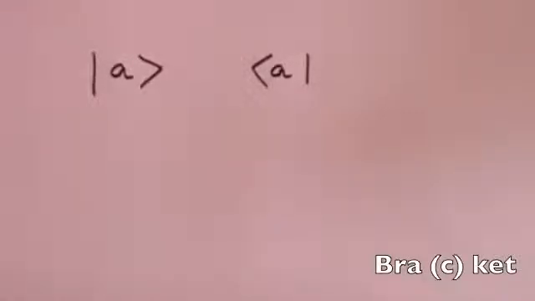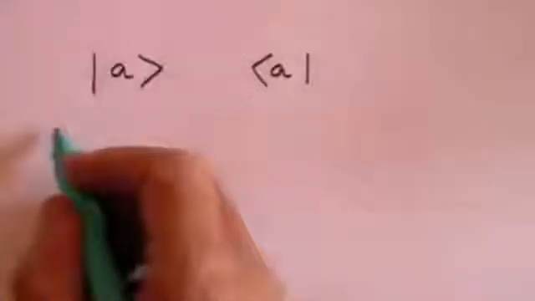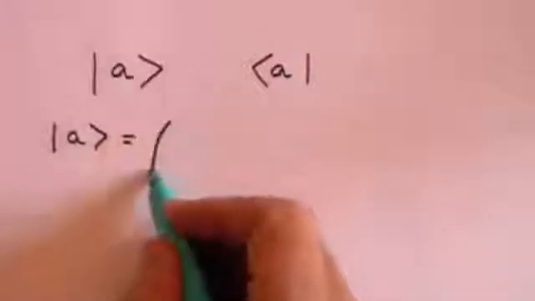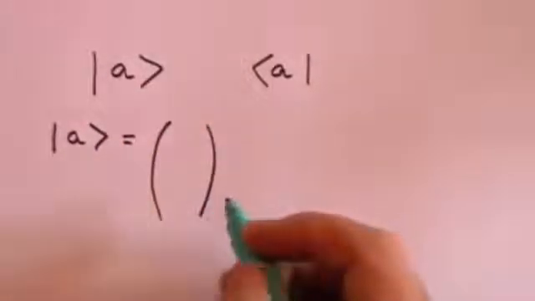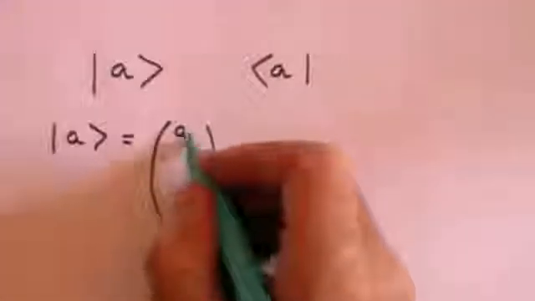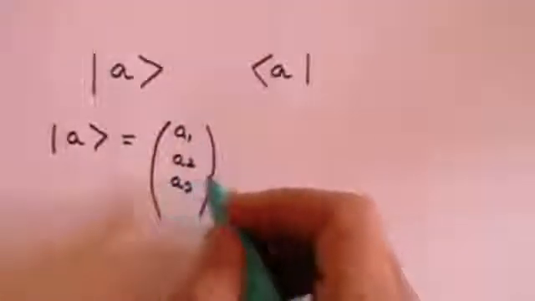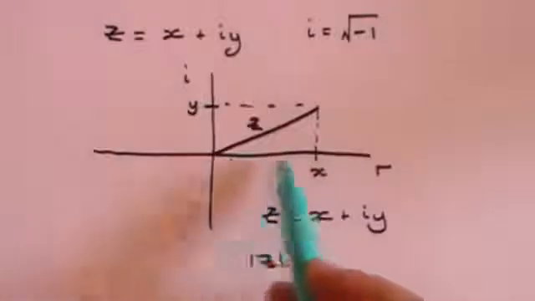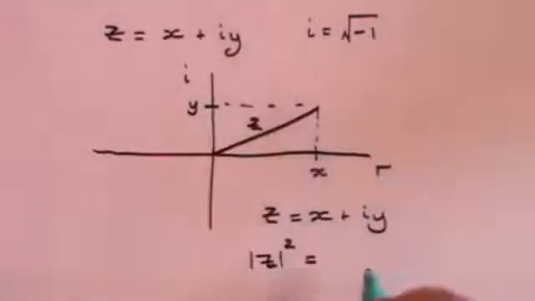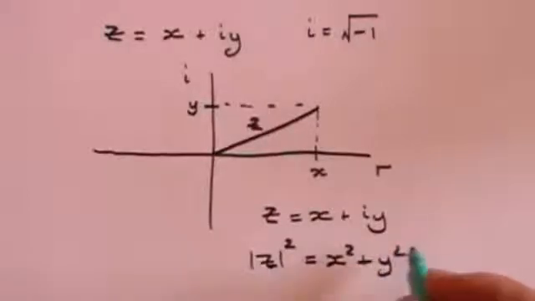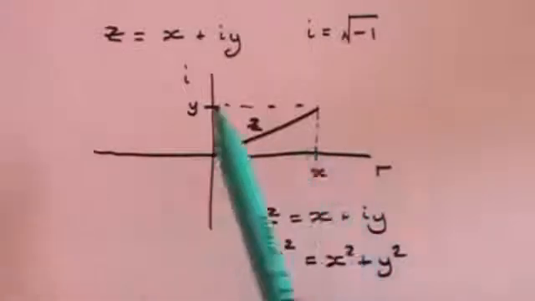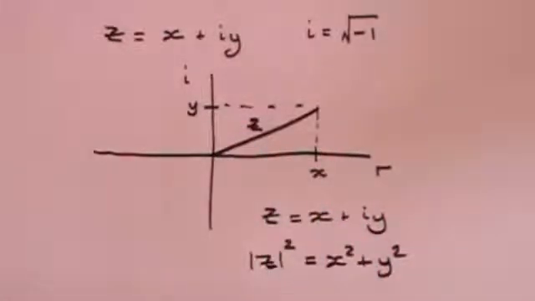Not very inventive. The ket vector, which we represent, as I've said, by A, can also be represented as a column of numbers: A1, A2, A3, all the way down, and I'll say squared, is equal to, by Pythagoras, simply this squared plus this squared, which is x squared plus y squared. So the modulus, or in other words the length of the vector, which is the combination of the real plus the imaginary part, is simply given by Pythagoras.